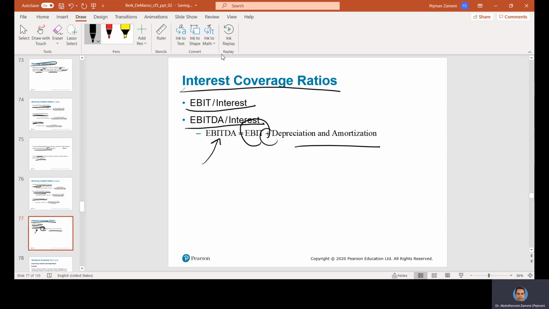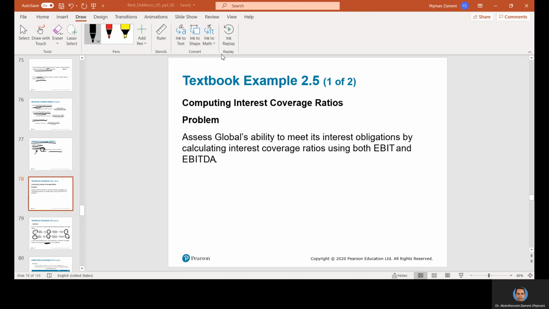Okay, interest coverage ratio. This is EBIT divided by interest, or EBITDA divided by interest. How to find the EBITDA? EBIT plus the depreciation and amortization. As an example, assess Global's ability to meet its interest obligation by calculating the interest coverage ratio using both EBIT and EBITDA.